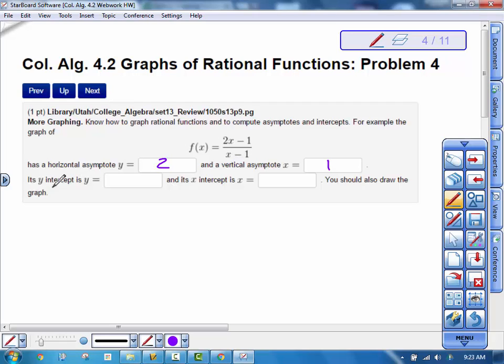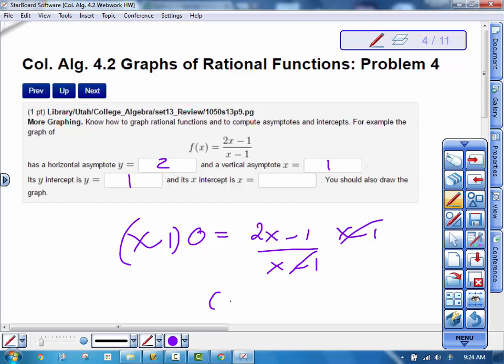And the y-intercept is where x is 0. So if you plug in 0 for x, you get -1 over -1, which is just +1. And the x-intercept is where y is 0. So plug in 0 for y and solve this equation, which means solving the top. Because if you multiply both sides by x minus 1 to cancel it, anything times 0 is 0. So you just basically solve where the top is 0, which gives 1 divided by 2, which is 1/2.